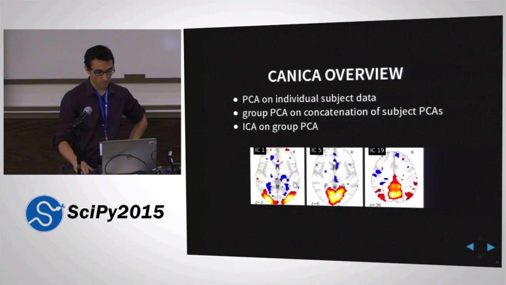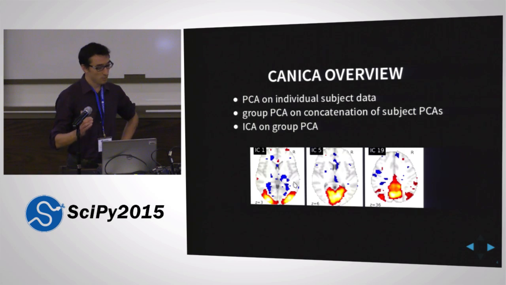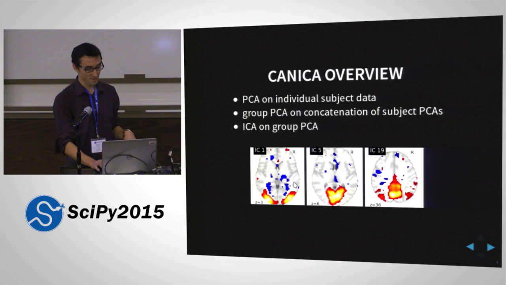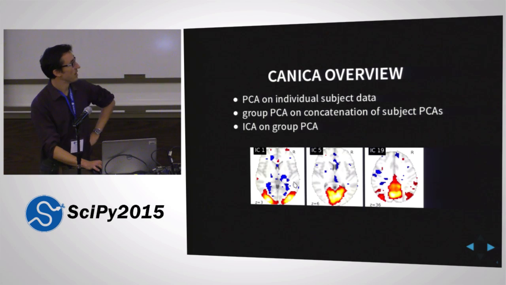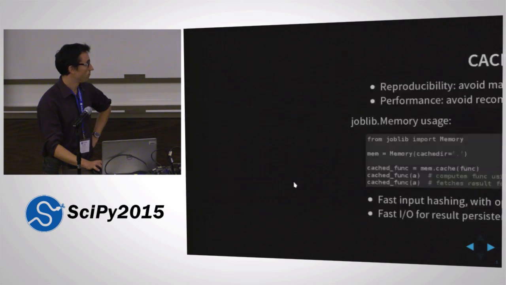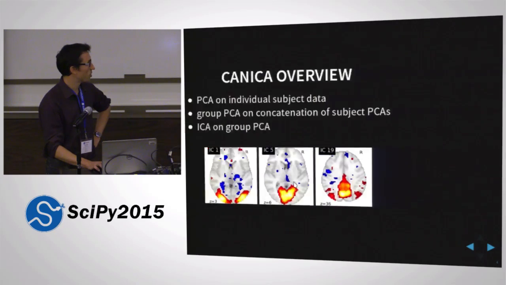So just an overview of what this analysis is doing. Basically, you have a PCA to reduce dimensions on each individual subject. You concatenate that. You run a group PCA on that, and at the end you have an ICA to isolate different sources of brain activity. And when you visualize it, if you're a domain expert, you might be able to look at these maps and understand them in terms of cognitive processes, for example.